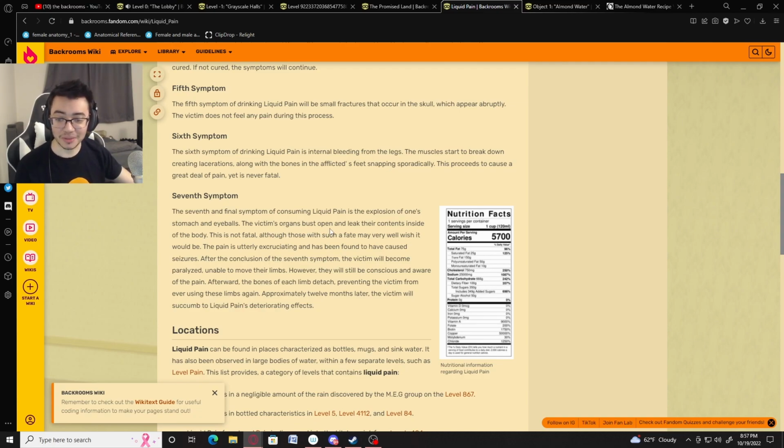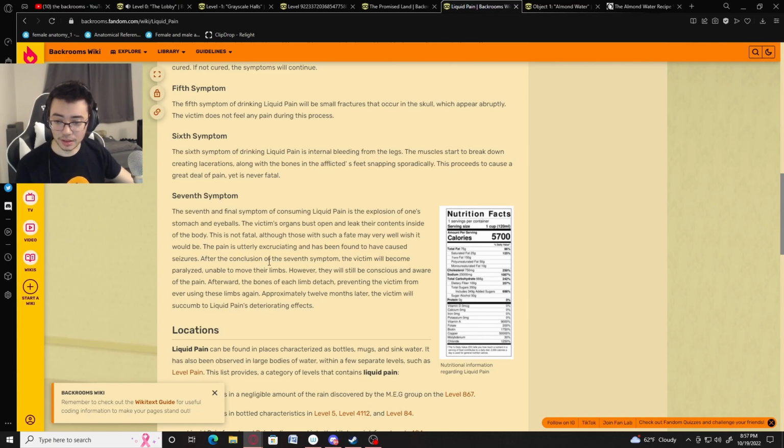The victim's organs burst open and leak their contents inside of the body. This is not fatal. What? Although those with such a fate may very well wish it be... The pain is utter, excruciating, and has been found to have caused seizures.